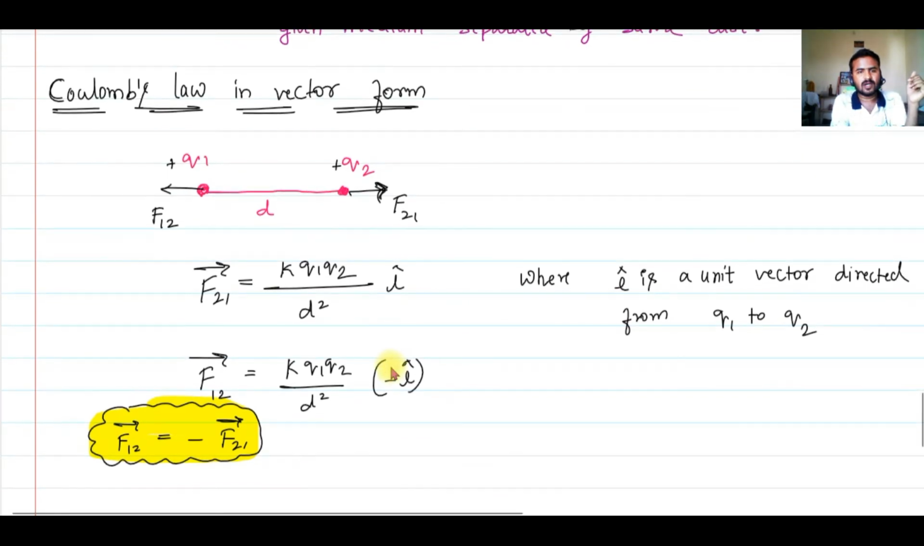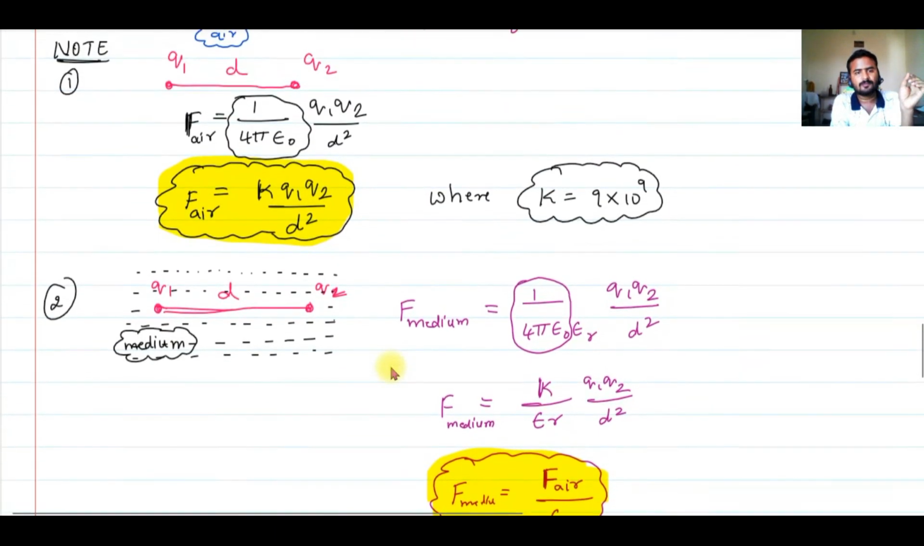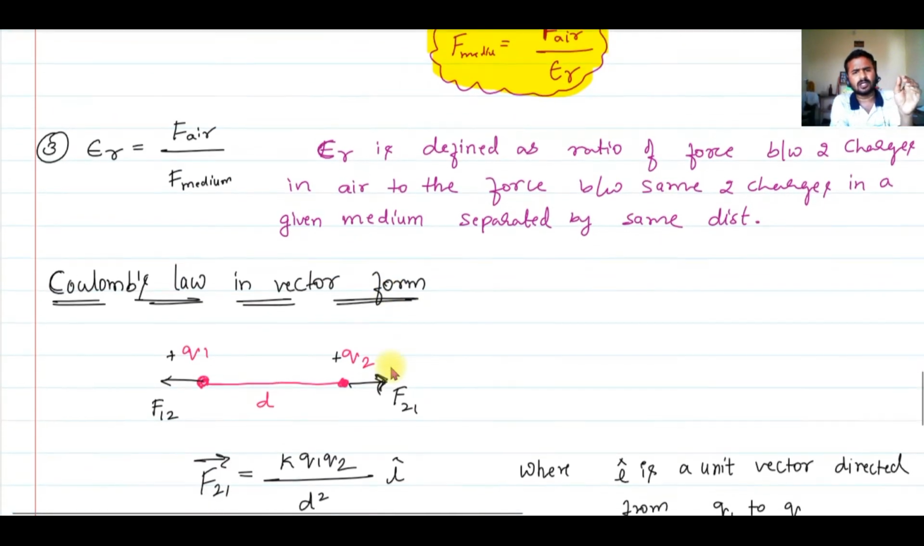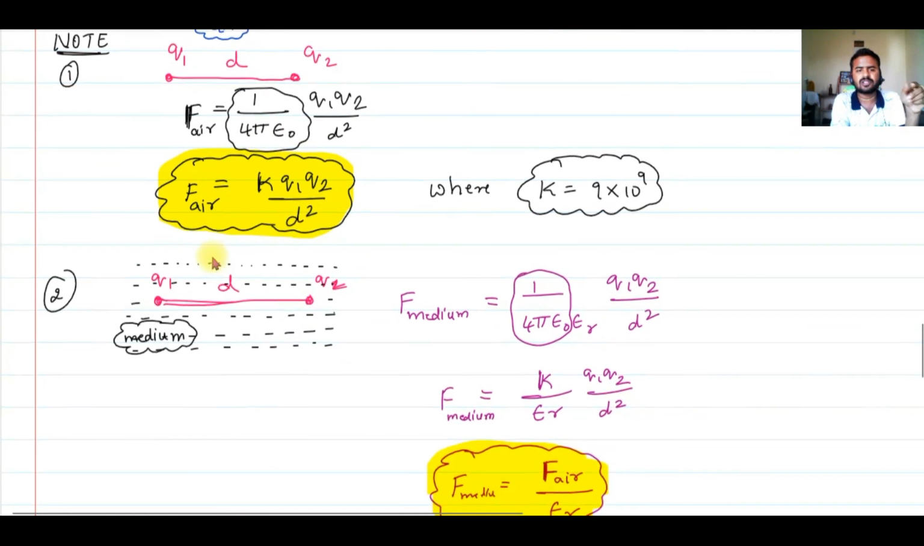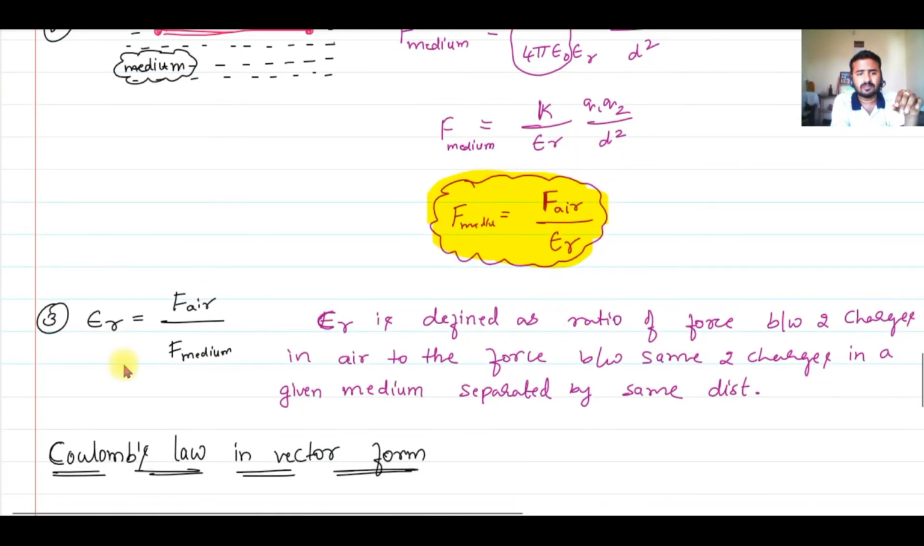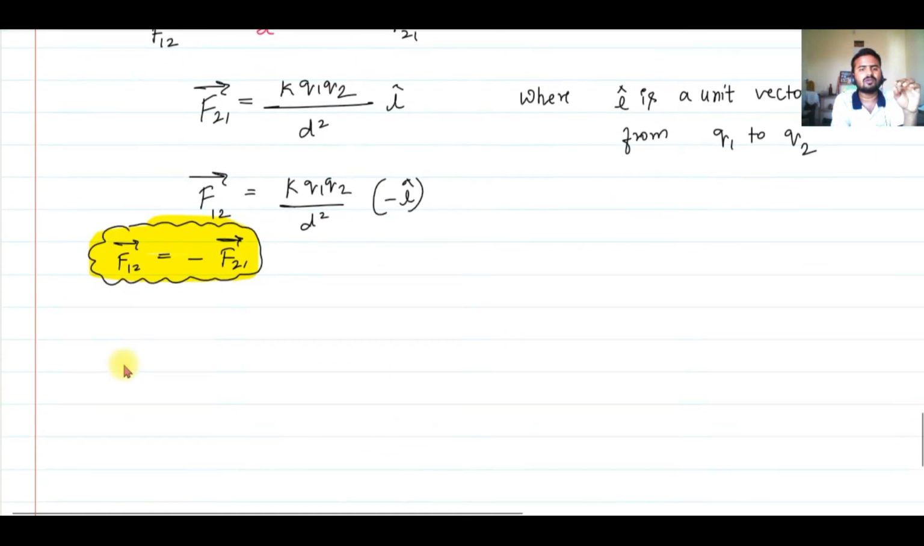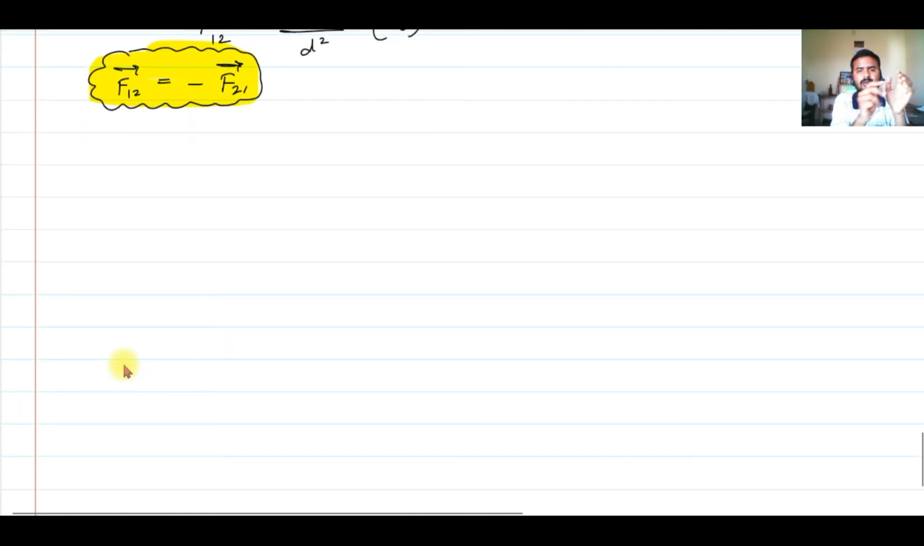All right. We discussed Coulomb's law and different cases in that, like force between two charges in air, force between two charges in any other medium, and how we define epsilon r. All these things we have discussed. Now we will do a small problem on Coulomb's law. Some sample problems. So first is very basic.